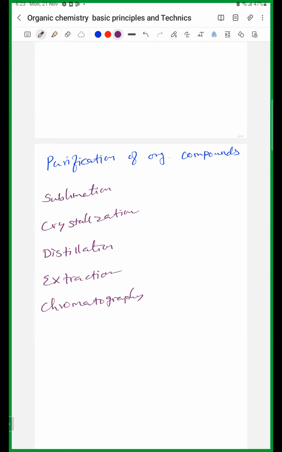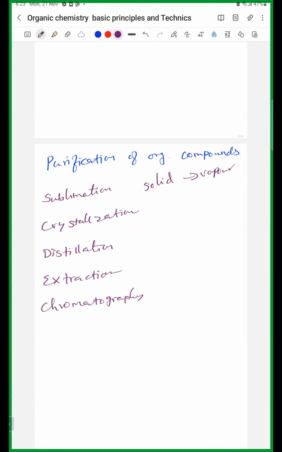So what is sublimation? If the compound is a volatile solid, then when the solid passes directly into vapor without converting into a liquid when heated, the solid phase is converted into the vapor phase, and the vapor is cooled. So without the intermediate formation of liquid is called sublimation. A substance which can sublime can be purified by this method.